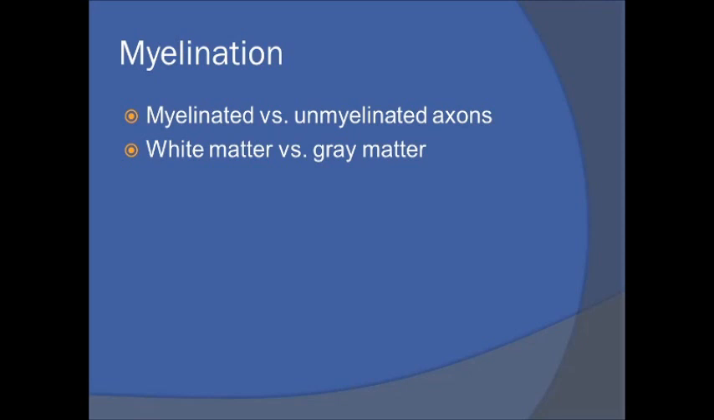This is why animals like koala bears and sloths are so slow, because they tend to have way less myelinated nerves than us. So in the central nervous system, when we have a lot of myelinated axons, that's called white matter. And the places where we have unmyelinated axons are called gray matter.